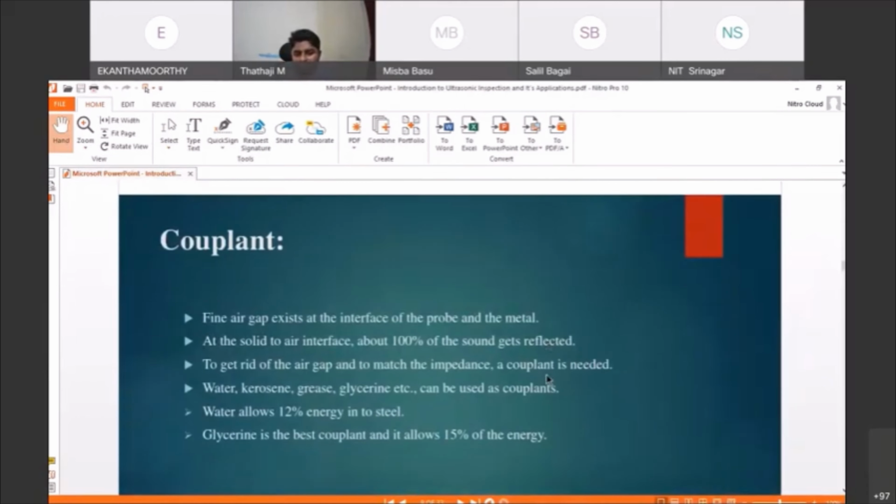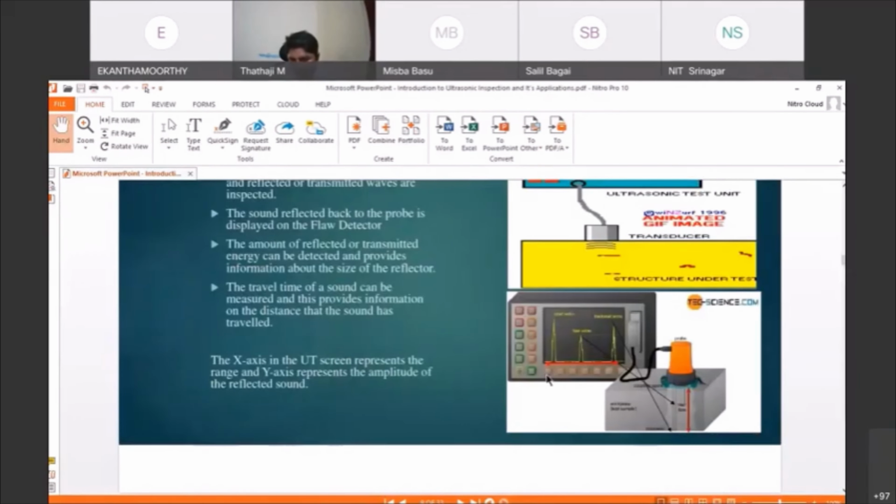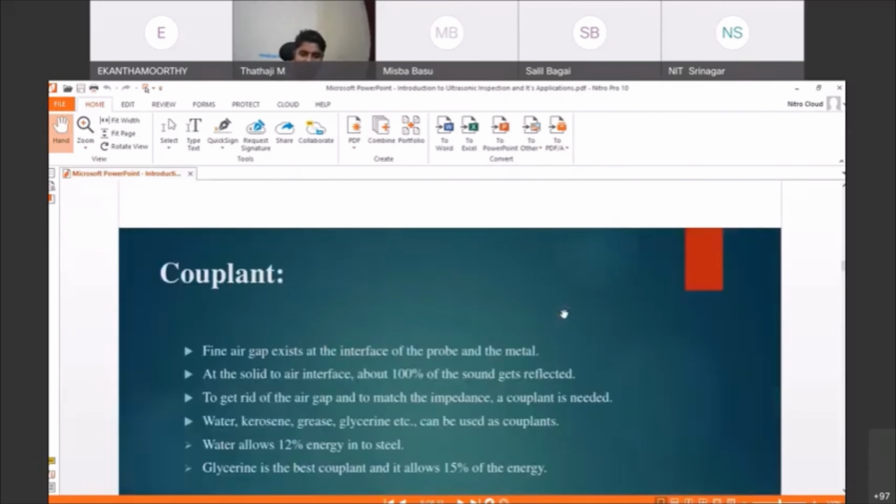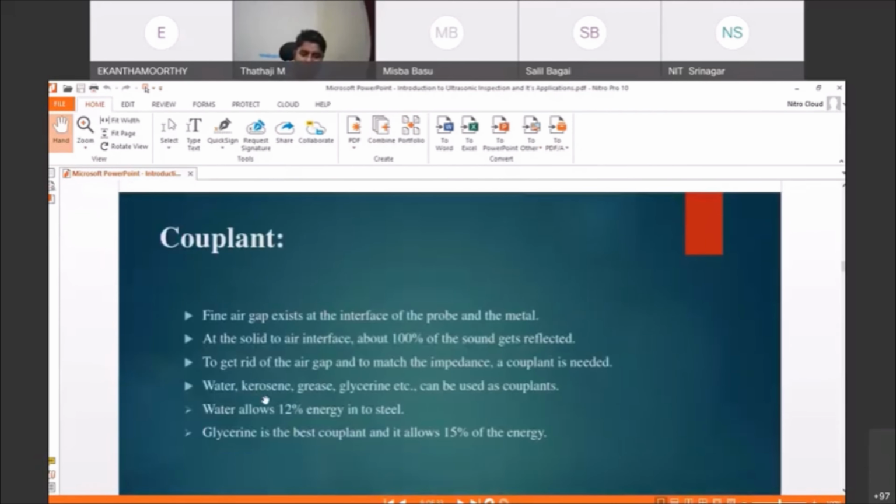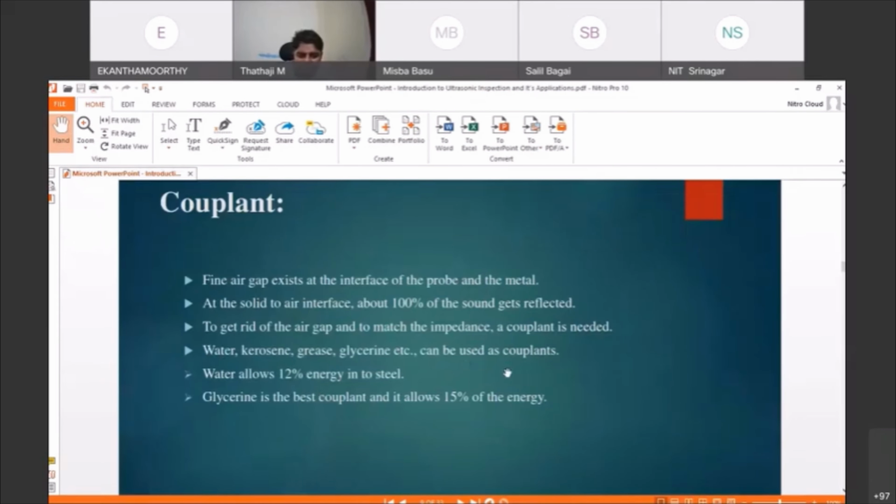And regarding the couplant, it is like a medium. If you see in this block diagram, we have applied a couplant agent. This is majorly used to eliminate the air gap. The probe should be in proper contact with the test material. In order to avoid that air gap, we apply different couplants. We have different mediums like water, kerosene, grease, glycerin that can be used as a couplant.